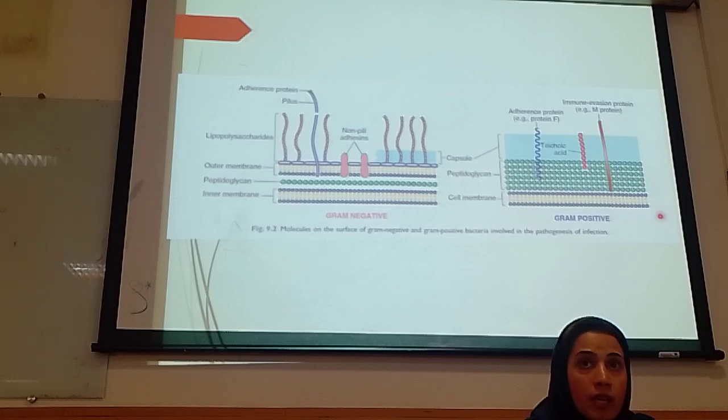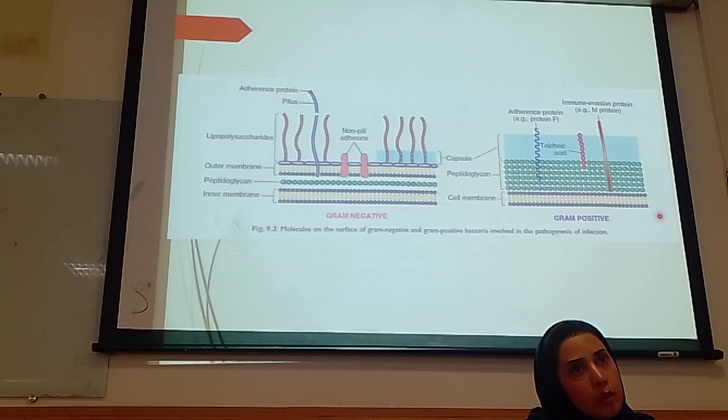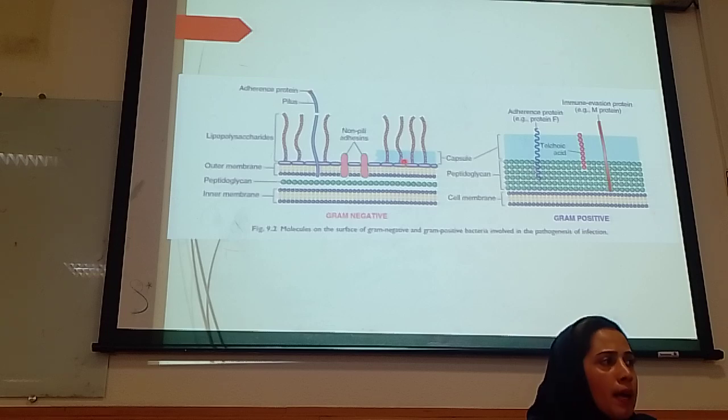Gram-positive bacteria such as Streptococcus, and gram-negative bacteria such as Neisseria and enterobacteria such as Escherichia coli. And as you see here, gram-positive bacteria have a thick wall, and they retain crystal violet stain, and they are gram-positive. And gram-negative bacteria have a thin wall. They have inner membrane, outer membrane, and they don't have much peptidoglycan in their walls, so they are gram-negative.